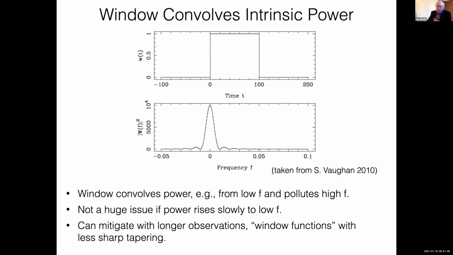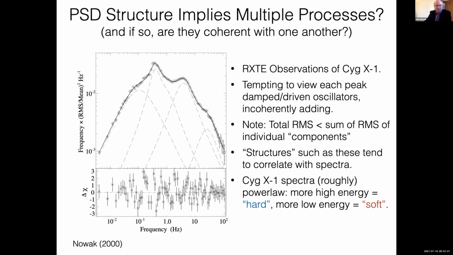But if there were significant power at those low frequencies, then we might really have to worry about it. We can mitigate it also by going to longer observations, but that's not necessarily always a possibility. Now, let's go back to Cygnus X-1. I showed you that when you multiplied by frequency in the case of NICER observations, you saw more structure there.